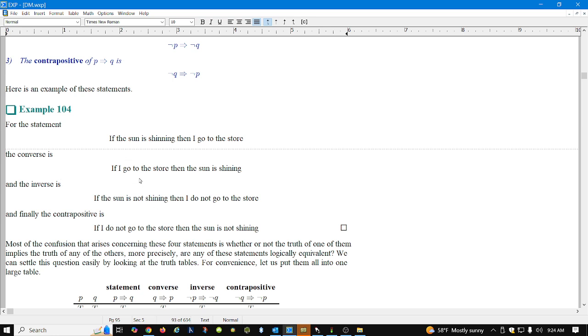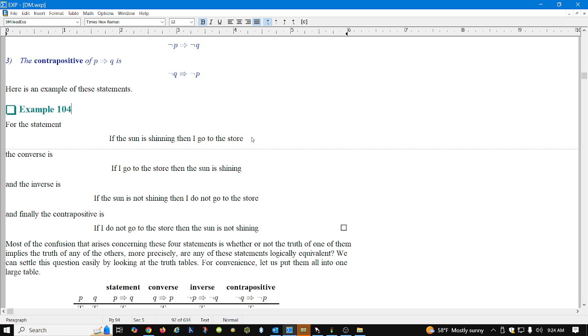Let's take a look at these examples in English. If the sun is shining, then I go to the store. If I go to the store, then the sun is shining. This does not follow. I can go to the store on a rainy day. Just because I say, if the sun is shining, then I'm going to the store, doesn't mean I may not want to go to the store when it's raining. So if I go to the store, it doesn't have to be that the sun is shining. If I went to the store every single day, it would be true to say if the sun is shining, then I go to the store.